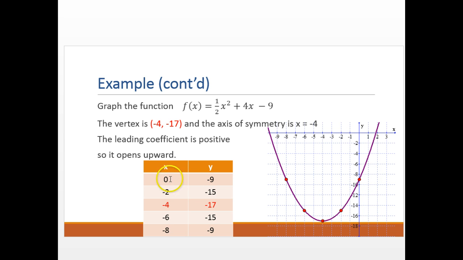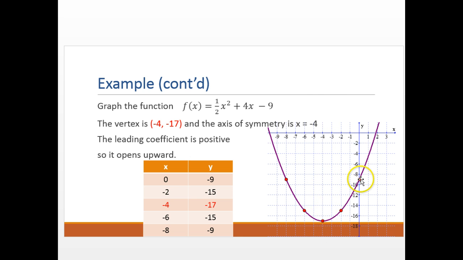If I plot in the points 0, -2, -4, -6, and -8 for x, we get out -9, -15, -17, -15, and -9. Notice in these y values how they repeat themselves. The reason this happens is because we know this is symmetrical. Remember the axis of symmetry.